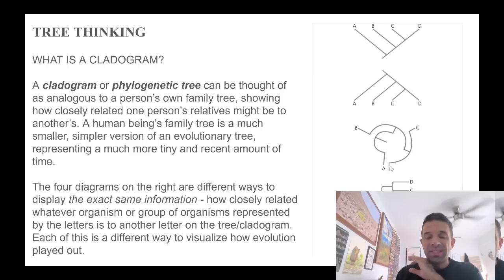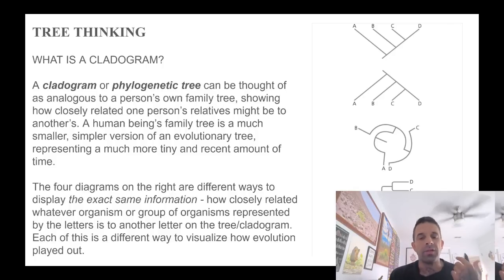They're all showing the exact same thing, whether it's a circle or an upside down pyramid or a pyramid or this little thing that looks like a bunch of tuning forks branching off of each other. A cladogram or phylogenetic tree can be thought of as analogous to a person's own family tree. Look at a literal family tree of your grandpa and your parents and your siblings and your cousins, etc.